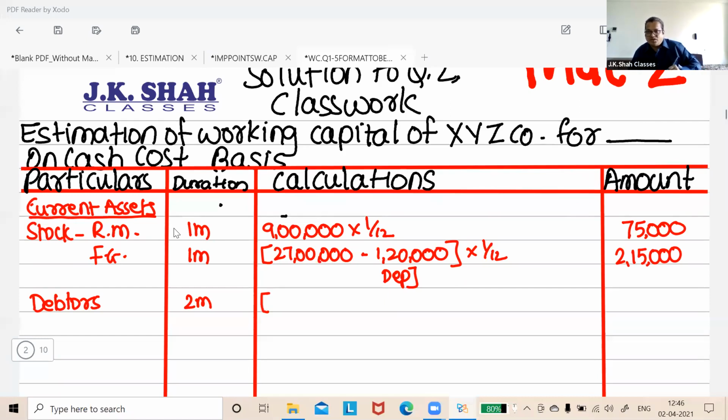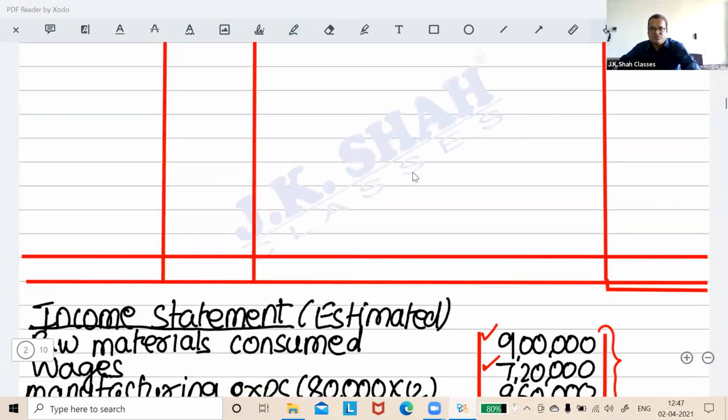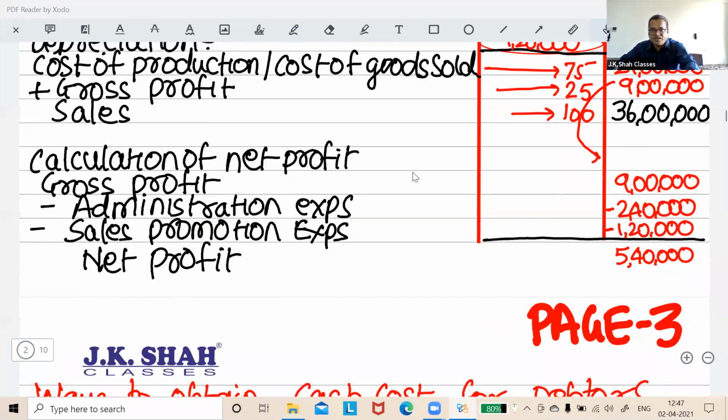See, friends, now an important explanation. Nothing like that, right? One important explanation for debtors has to come over here. How much is our credit sales? 36 lakh, right? From this, I'm going to subtract my net profit first of all. Check your answer. Check your income notes. You've already calculated net profit of 540, right?